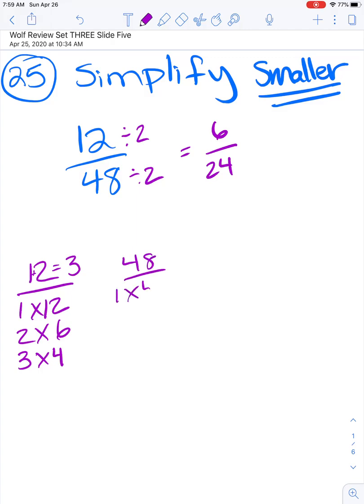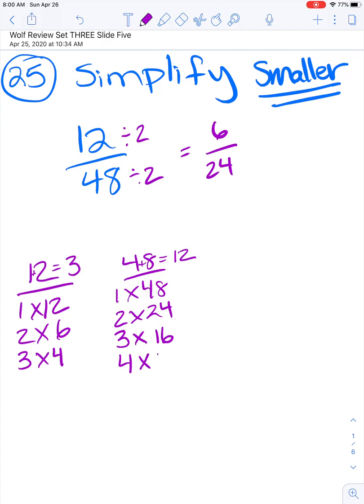Let's do 48. So we obviously have 1 times 48. 2 goes in because it's even. It goes in 24 times. Let's see if 3 does. 4 plus 8 is 12. So it does. 3, 6, 9, 12. So we know it goes in. So 3 actually goes in, the math in my head, 16 times.